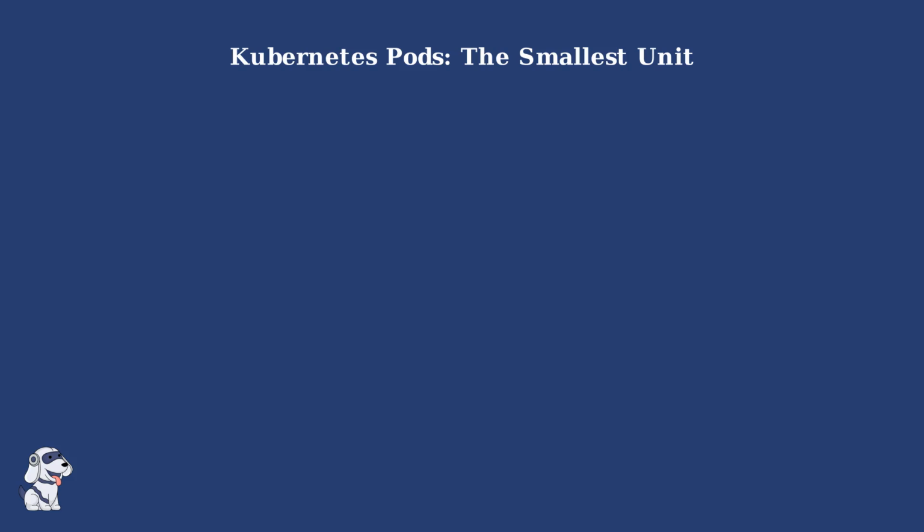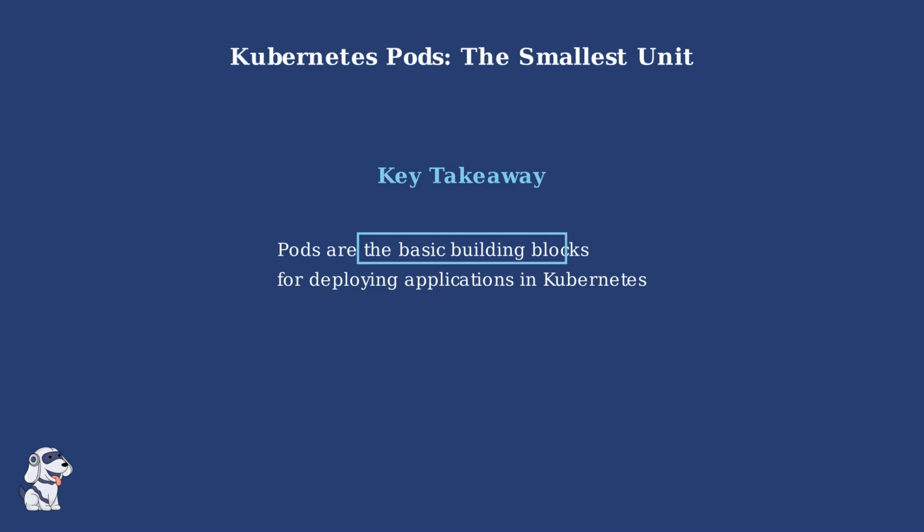Now let's highlight the key takeaway from understanding pods. The key takeaway is that pods are the basic building blocks for deploying applications in Kubernetes. Every application you run in Kubernetes, whether it's a simple web server or a complex microservice, starts with creating pods. Remember this fundamental concept. A pod is the smallest deployable unit in Kubernetes. Understanding pods is essential for working effectively with Kubernetes applications.